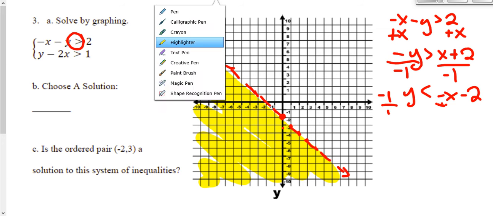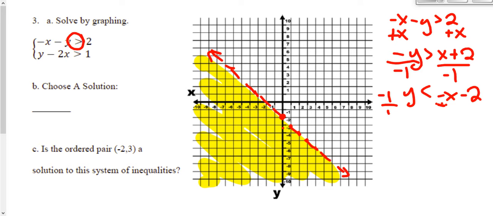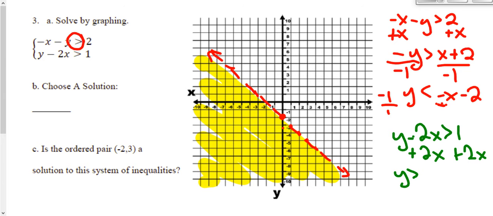Let's go ahead and follow the same process to solve for y in the second equation and to go ahead and get this graphed. So for my second equation, y minus 2x is greater than 1. To get y alone, I have to add this 2x to both sides. Now this operation will not change my inequality symbol because I'm not multiplying or dividing by a negative. And once I've done this operation, y is isolated, so my inequality symbol is going to be facing the same direction. I have my y-intercept at positive 1, so that's right here on my graph.